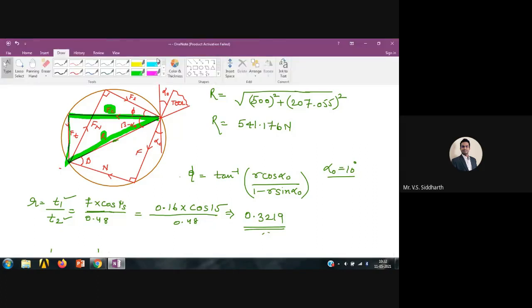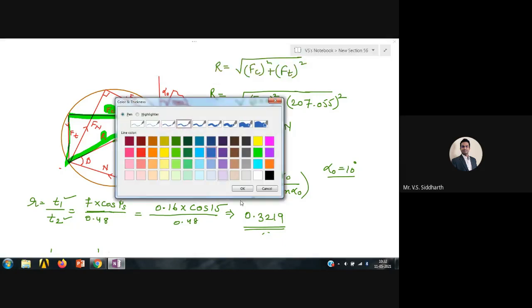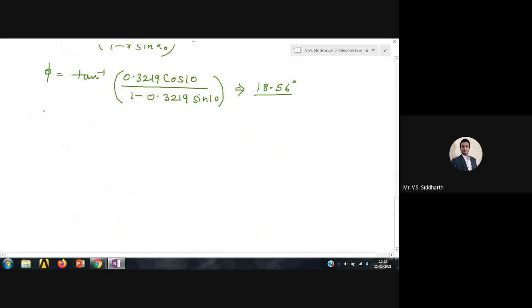Yes or no? Yes, very good. So what I am doing is cos(beta minus alpha naught) equals FC, that is base, upon hypotenuse, that is R. Can I do it like this? Now beta will be equal to cos inverse of FC upon R plus alpha naught. Can I do it like this? Anyone having any doubt? How did I do it like this?